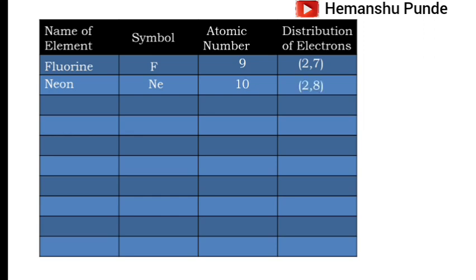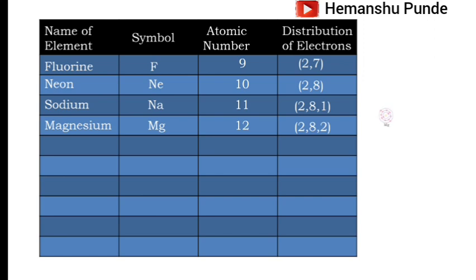Neon 10. In the first shell it is completely filled, that is 2 electrons, and the second shell is also completely filled in neon, which contains 8 electrons. Now here comes the third shell if we are going to study the next elements. Sodium Na 11, in the first shell 2 electrons, second shell has a limit of 8 electrons, so 8 electrons, and in the third shell 1 electron. So it will become like this, Na.